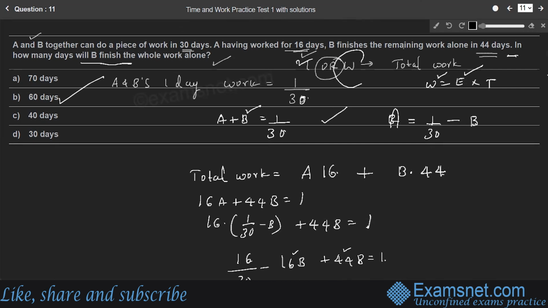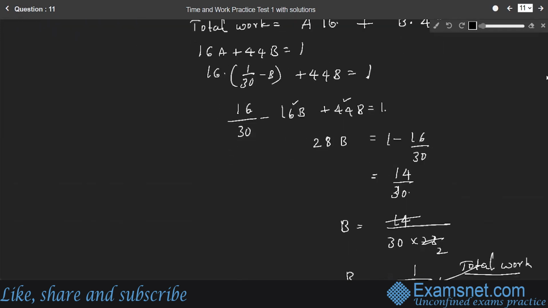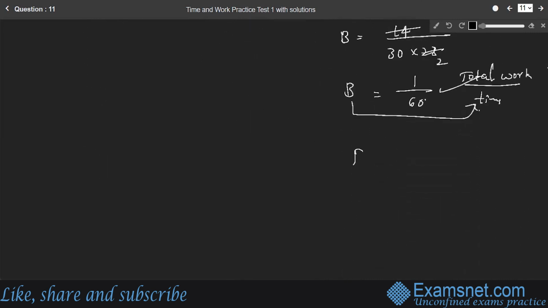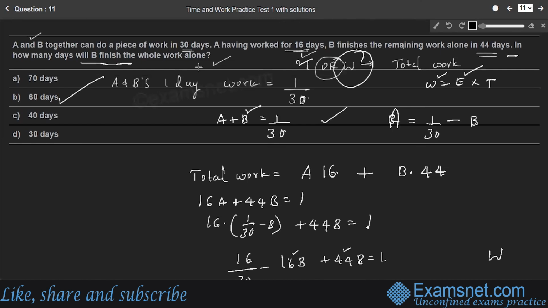If you consider W as the whole work, all these terms, 16B, 44B, are in terms of W. That means into W. This part of 1 by 30 becomes 1 by 30th of the total work, into W. You will get the same answer. So at last you will get B as W by 60. Here W is the total work, 60 is the number of days taken by B, and B in the sense is efficiency. Therefore, option B is the right answer.